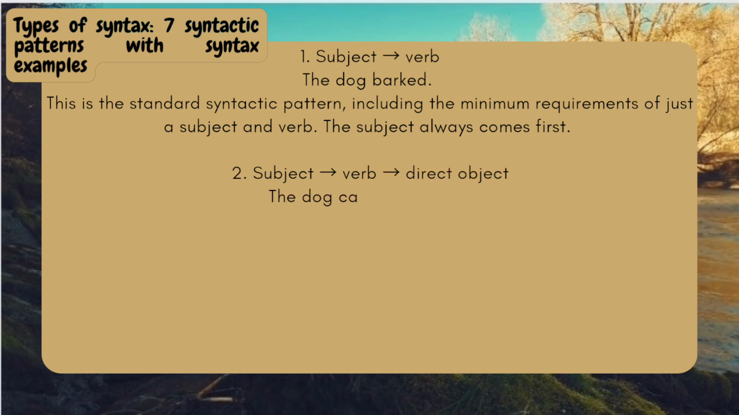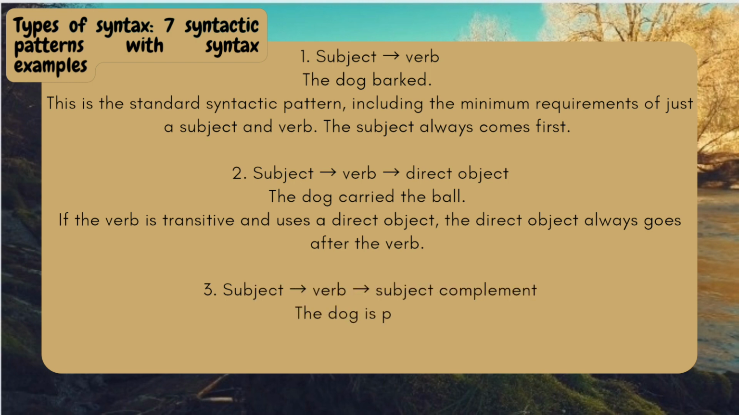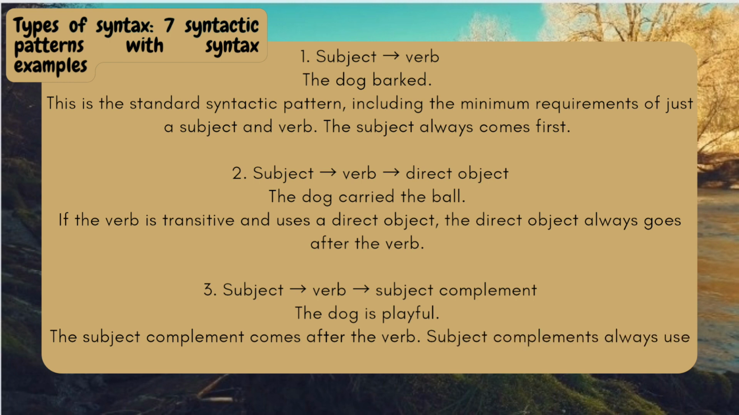Second, subject, verb, direct object. The dog carried the ball. If the verb is transitive and uses a direct object, the direct object always goes after the verb. Third, subject, verb, subject complement. The dog is playful. The subject complement comes after the verb. Subject complements always use linking verbs like be or seem.